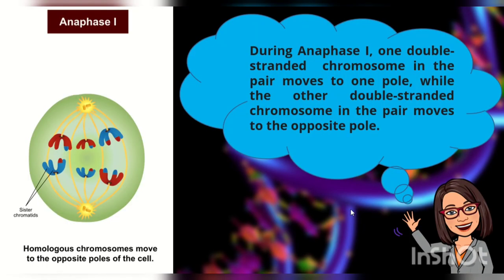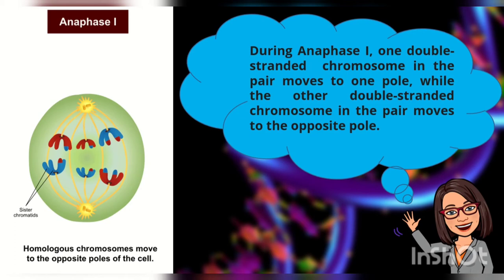During anaphase 1, one double-stranded chromosome in the pair moves to one pole, while the other double-stranded chromosome in the pair moves to the opposite pole. Anaphase 1 reduces the diploid homologous number of chromosomes to haploid. Centrioles pull each diploid homologous pair to opposite poles of the cell. Haploid sister chromatids are formed.